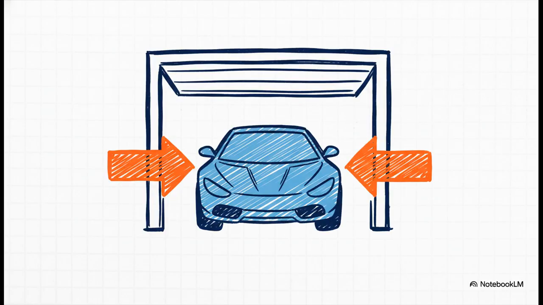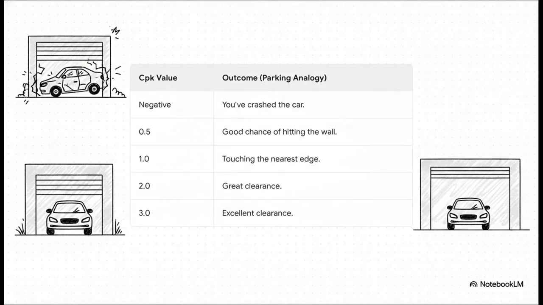So, what is CPK? CPK is the ultimate measure of your parking skill. It's not just about if the car can fit, it's about how much space you have on either side once you've actually parked it. CPK takes into account the width of the car, the width of the garage, and how well you centered it right in the middle. This table just makes it crystal clear.